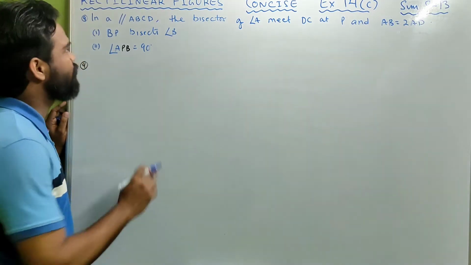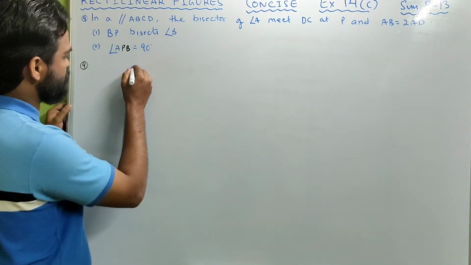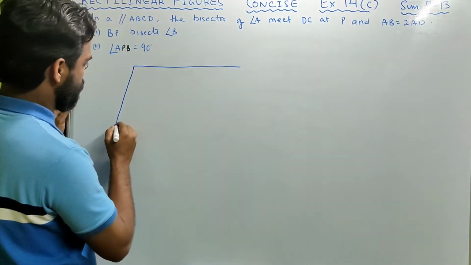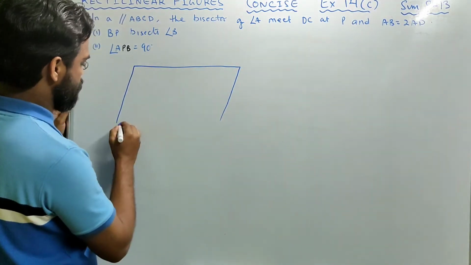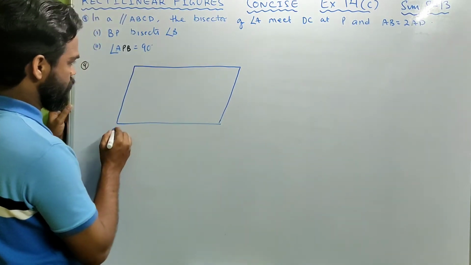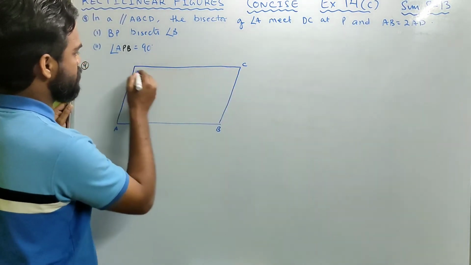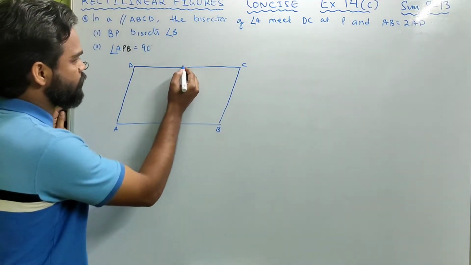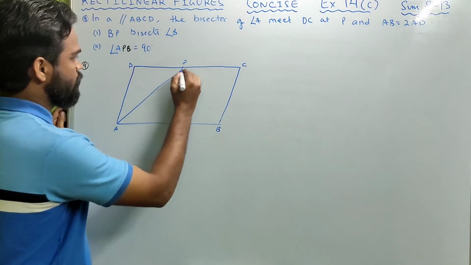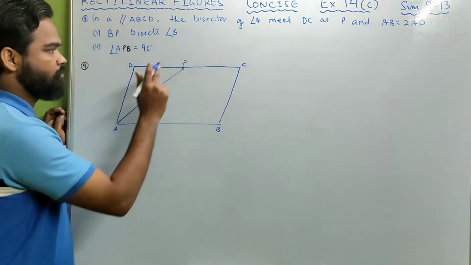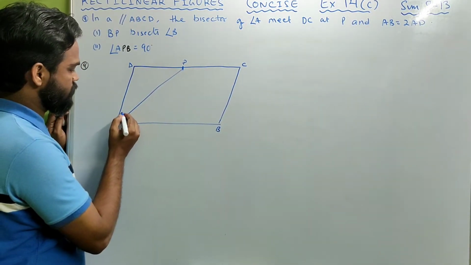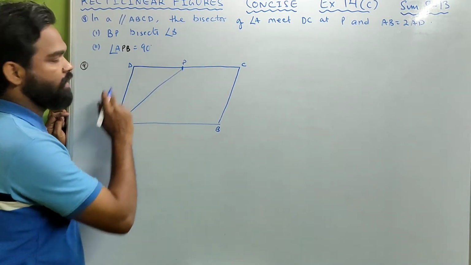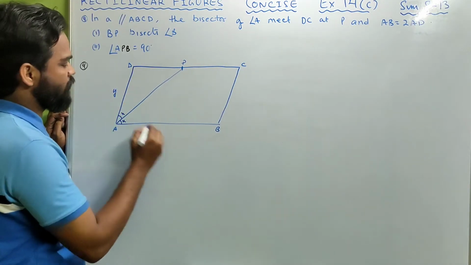Now look at number 9. In a parallelogram ABCD, so I'll just draw parallelogram ABCD. The bisector of angle A meets DC at P. So suppose this is P. So the bisector of angle A meets DC at P. So if this is X, this will be X degrees. Okay, and AB is twice AD. So if I take AD as Y, this will be 2Y.